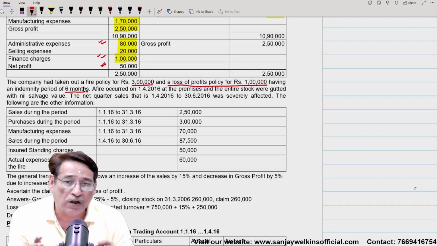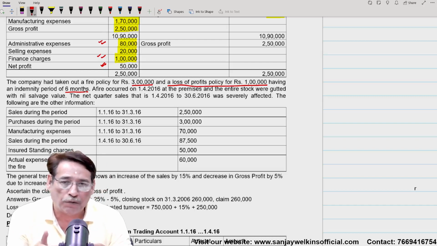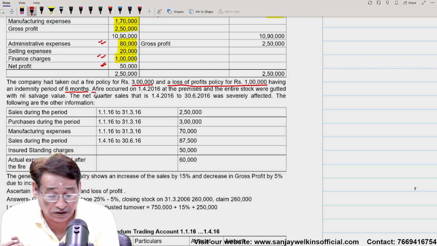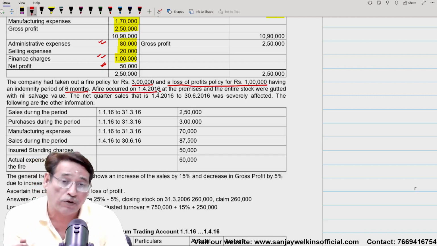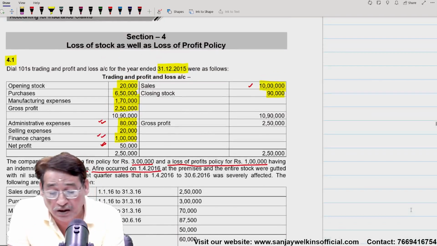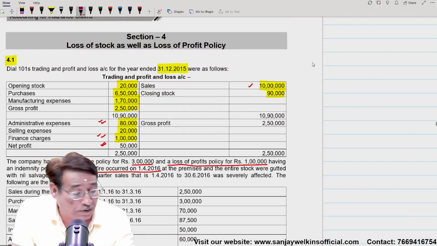Having an indemnity period of 6 months means if after the date of fire, in the next 6 months, whatever loss of profit would take place, that will be covered by the loss of profit policy. Question says that fire occurred on 1/4/2016. Now, first of all, let me diagrammatically present the entire scenario of this particular question.